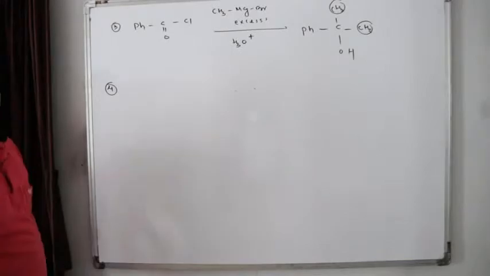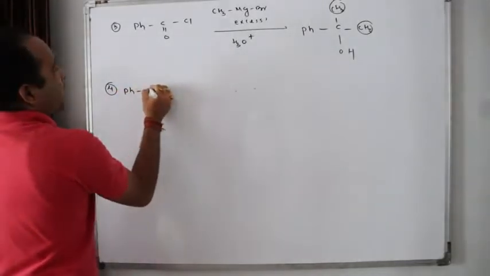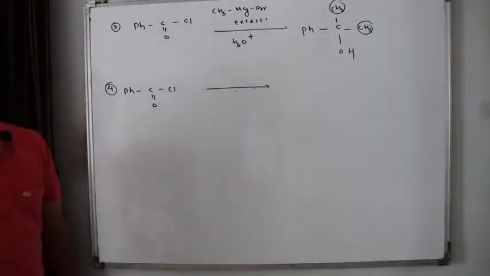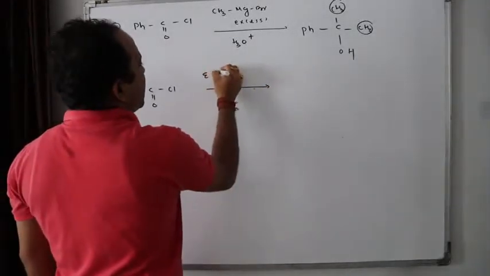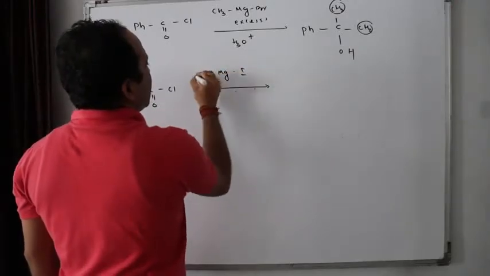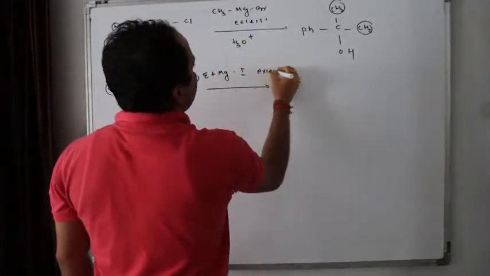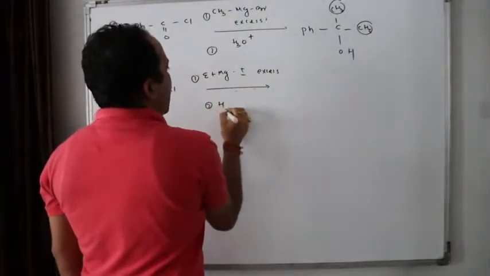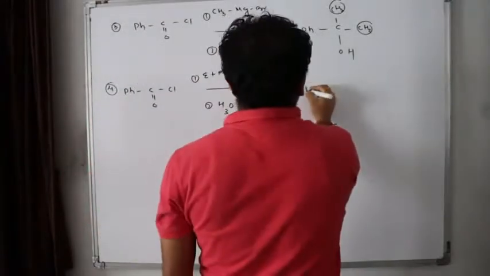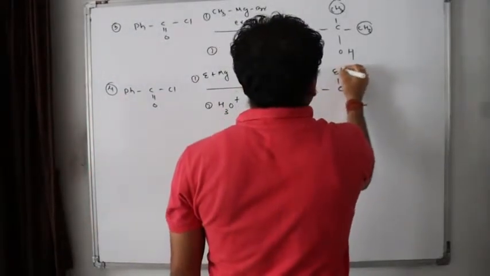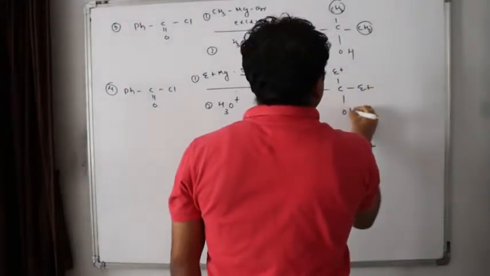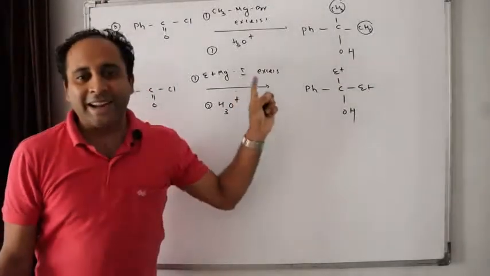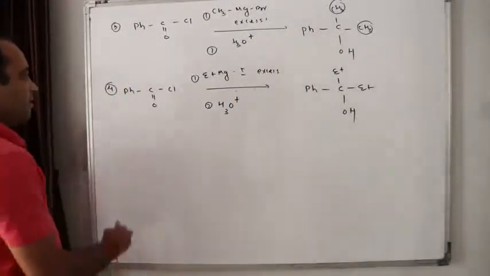Next question, fourth question. Now tell me, if I have C double bond OCl and treat it with ethyl magnesium iodide in excess followed by hydrolysis. What will I get here? The tertiary alcohol with two ethyl groups, isn't it? Why two ethyl groups? Because they came from the Grignard reagent. Any doubt in this? Now tell me.